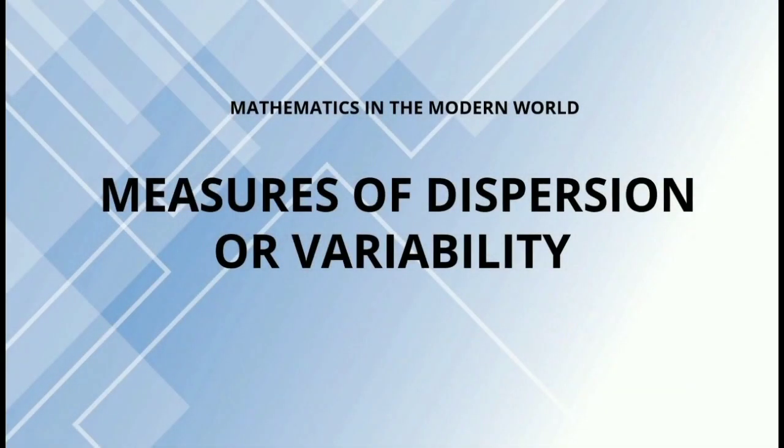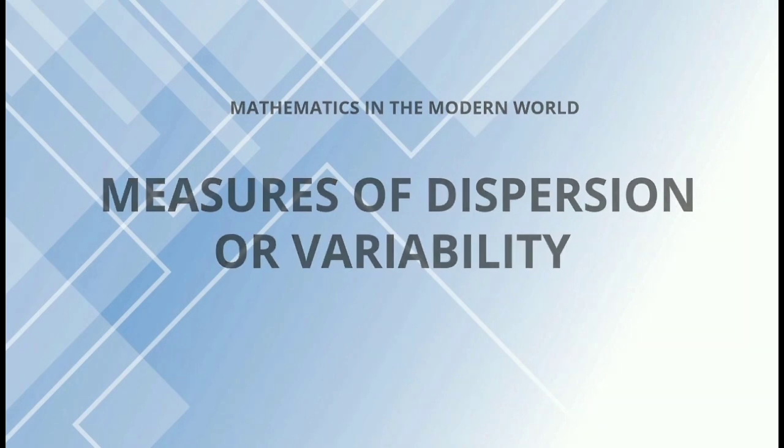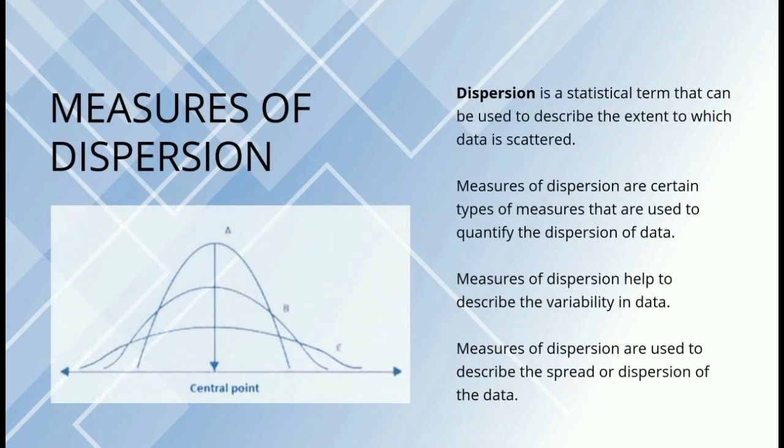Good day everyone. In this video, we'll be discussing the measures of dispersion. Let's start first by defining what dispersion is. Dispersion can have a lot of definitions, but all of them have one common idea. Let's go through each one of them first. It can be defined as a statistical term that can be used to describe the extent to which data is scattered. These are certain types of measures that are used to quantify the dispersion of data.